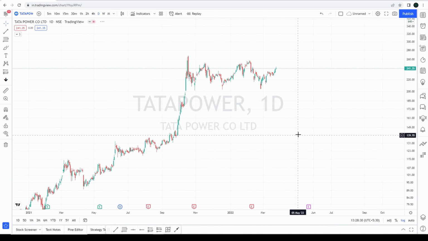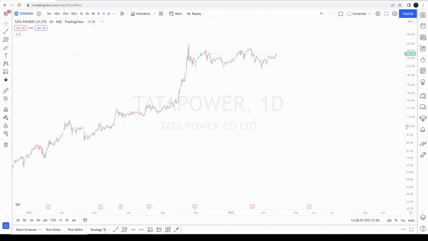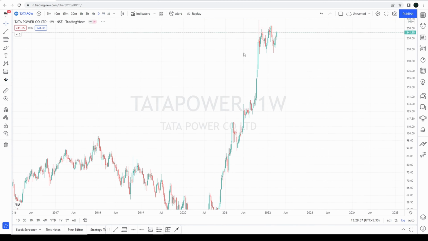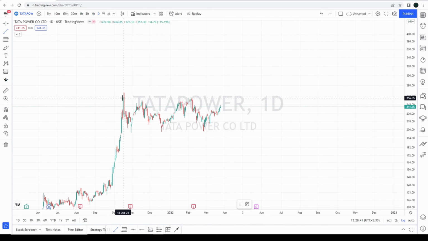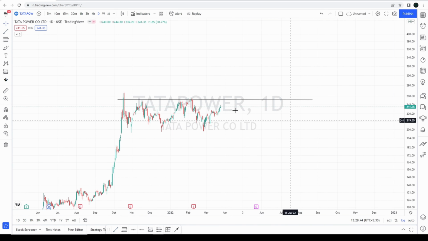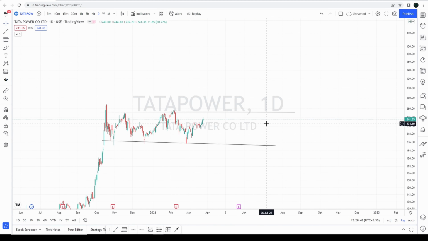Yes, Tata Power. What we have here. Let me go to weekly time frame. No, daily time frame. So let me connect these reversals and these reversals. So you can keep this stock on your radar. Tata Power. If this particular resistance is broken, you can take up a trade, but simply don't take it. If you see very good volume, a very good bullish engulfing, then you can take up a trade. You can keep this stock on your radar.